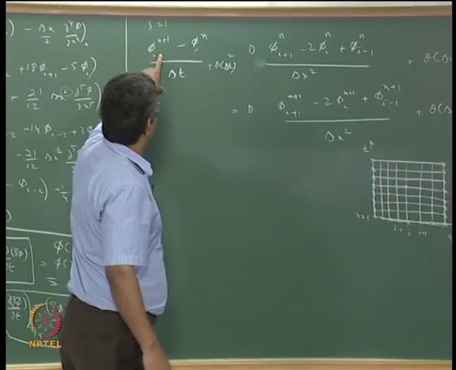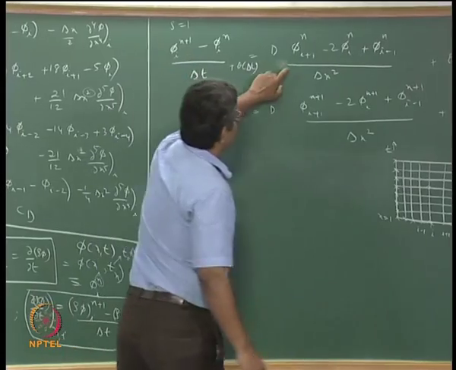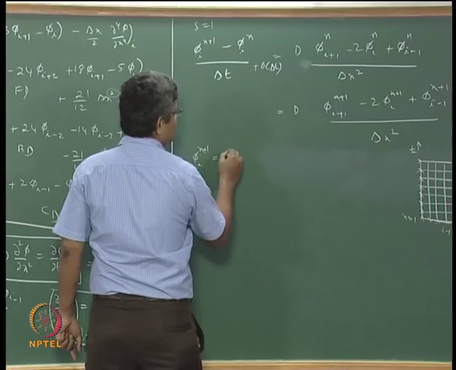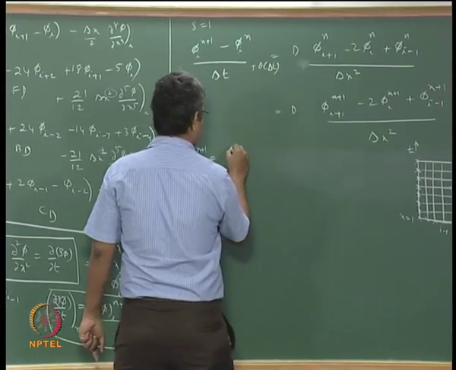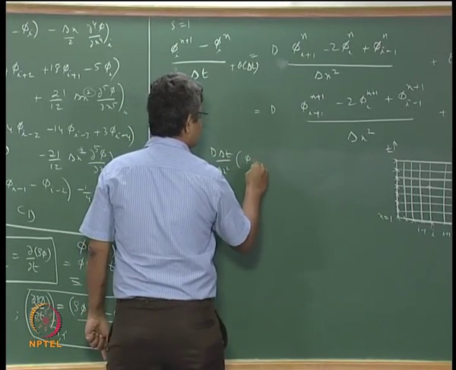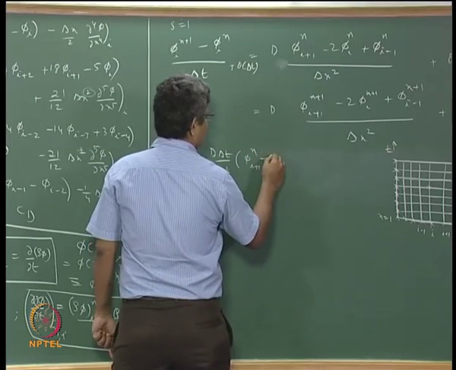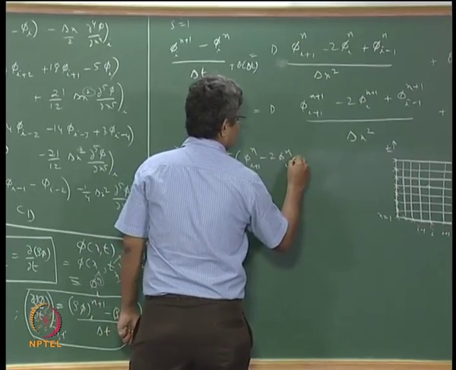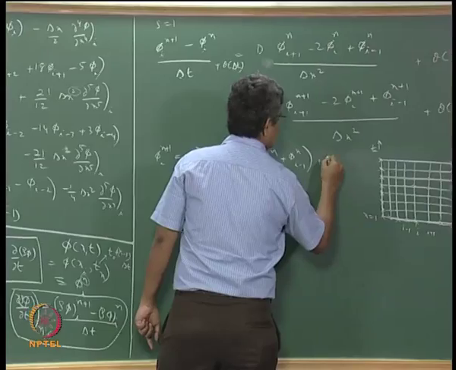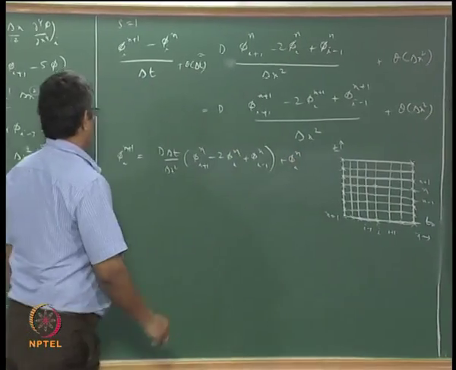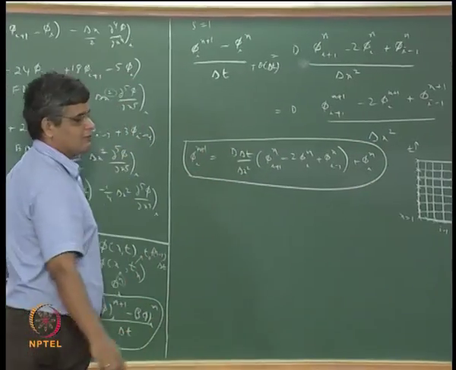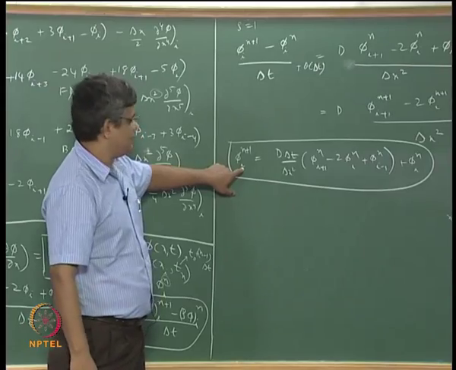Okay, now we have this equation to solve, and let us consider the first case. We can write this as phi I n plus 1 is equal to, we take this on to the other side, so that is d delta t by delta x square times phi I plus 1 n minus 2 phi I n plus phi I minus 1 n plus phi I n. So this is the formula that is available for us to calculate the value of phi I at n plus 1th time step.